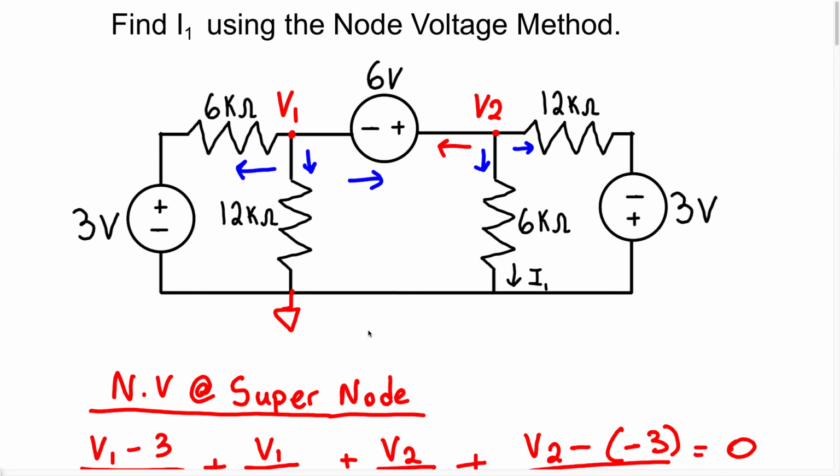So we've successfully solved this problem, and this problem involved a supernode, but as you can see, anytime you have a voltage source in between 2 nodes that we do not know the voltage for, we're always going to have to use the supernode method. It's not hard, as you can see.